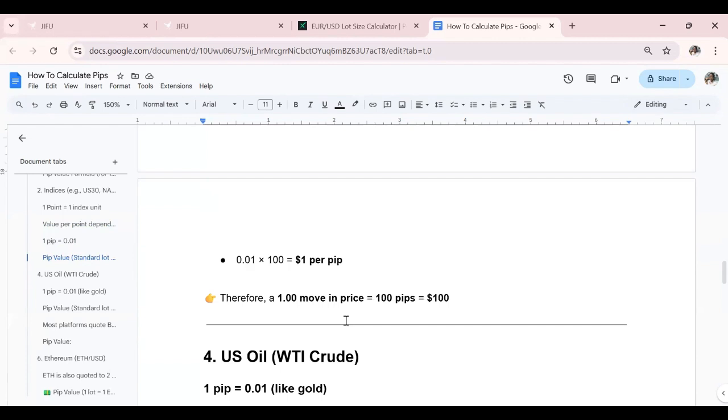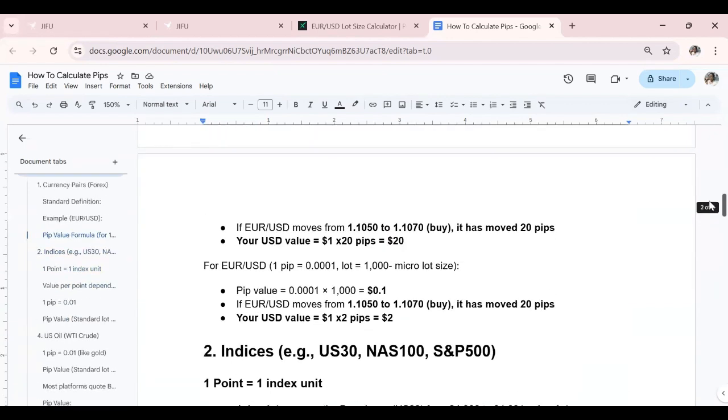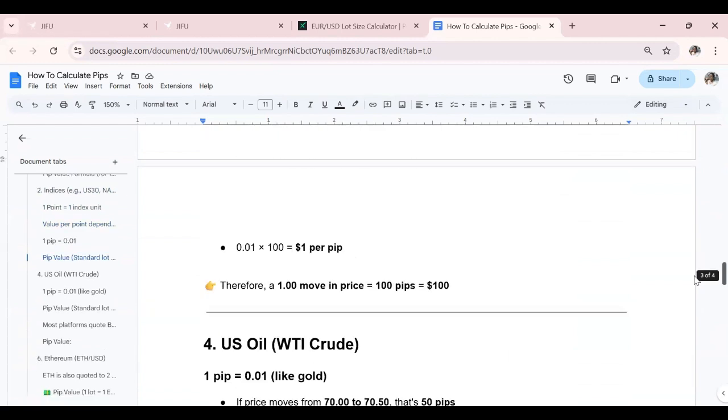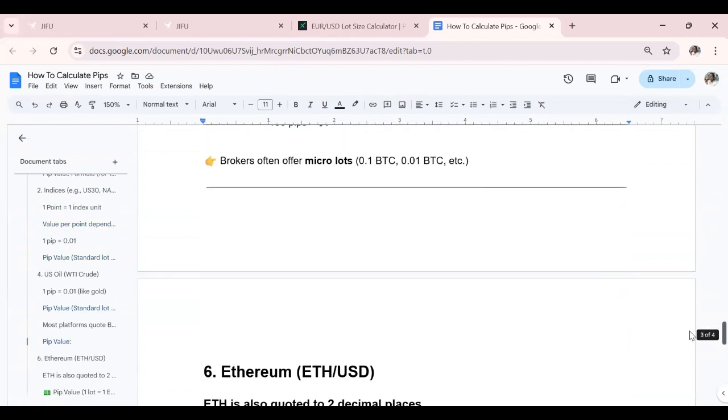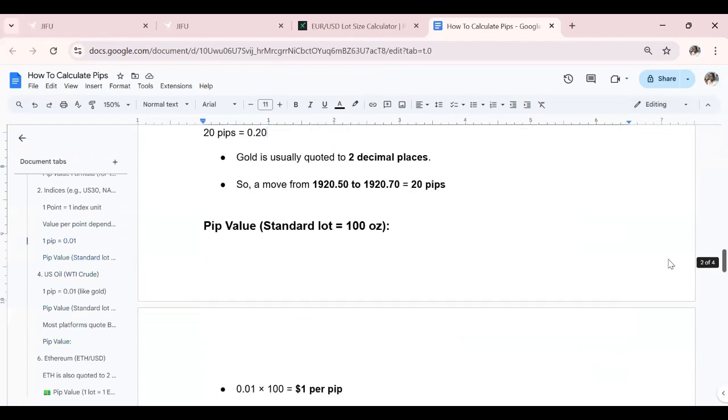And the same pattern of calculation, if you're using a mini lot size and it moves 100 pips, you're multiplying 0.1 times 100, which is $10. And if you're using micro lot size, you're multiplying 0.01 times 100, which is $1. We've already done all that calculation here, so we don't need to go back to repeat that. Okay? Is it clear? Do you understand?